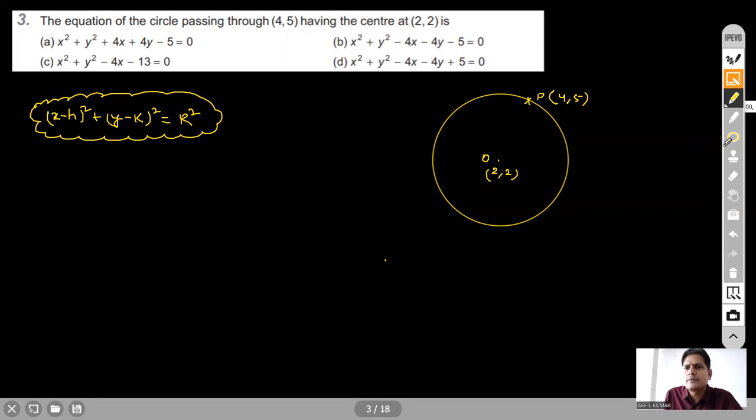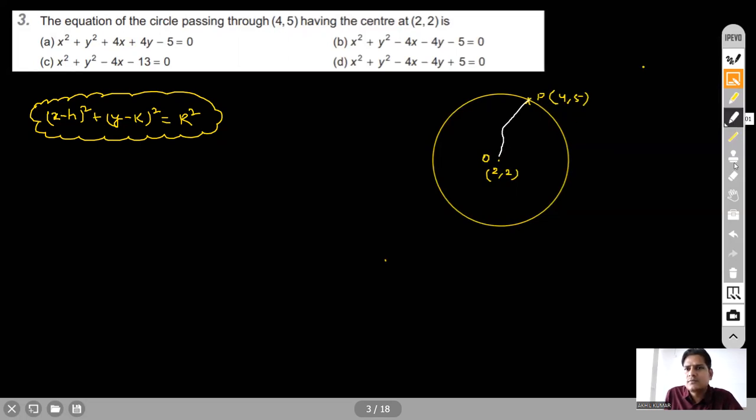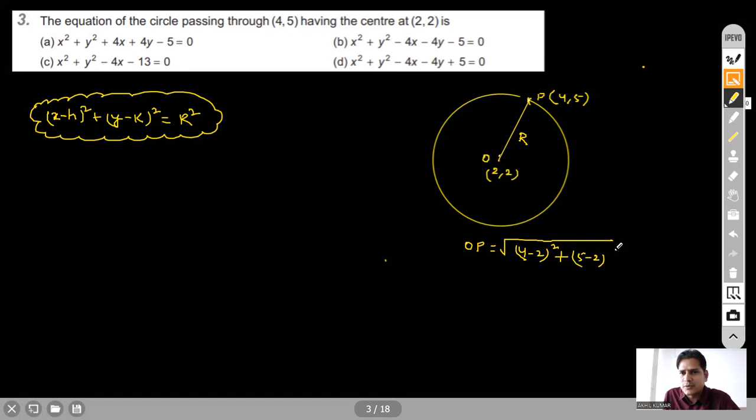And we also know the radius. How? The radius is nothing but OP. If we join the line OP, this will be the radius. Let me join these two points. So this OP is nothing but our radius, the radius of this circle. So we can find the value of OP. OP is nothing but the distance between two points, (2, 2) and (4, 5). So OP, we can write it as the square root of (4 minus 2) whole squared plus (5 minus 2) whole squared. This is OP, and OP is nothing but r.